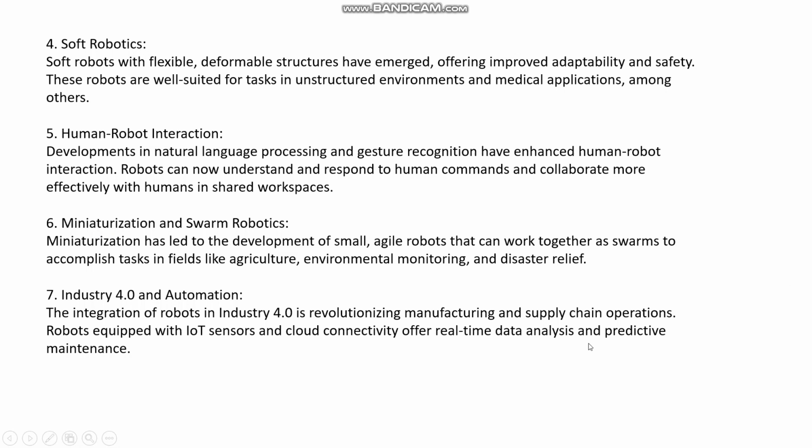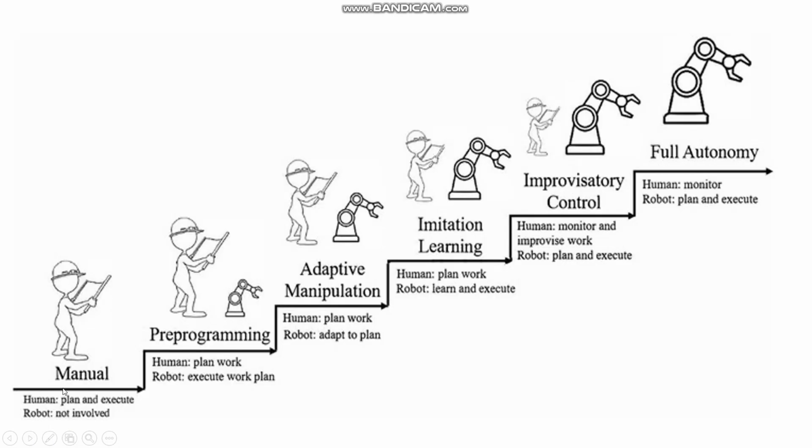Then there is the control of robots in supply chain operations. These are robots equipped with IoT sensors and cloud connectivity to get real-time data analysis and predictive maintenance. These are all innovative applications of robots. Okay, this is the advancement. Now I finish with this.